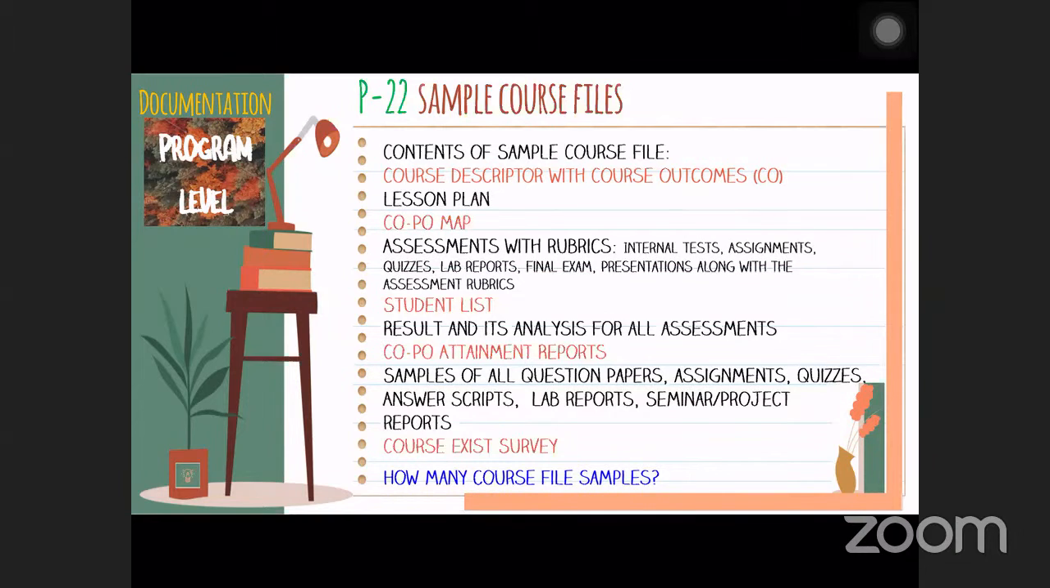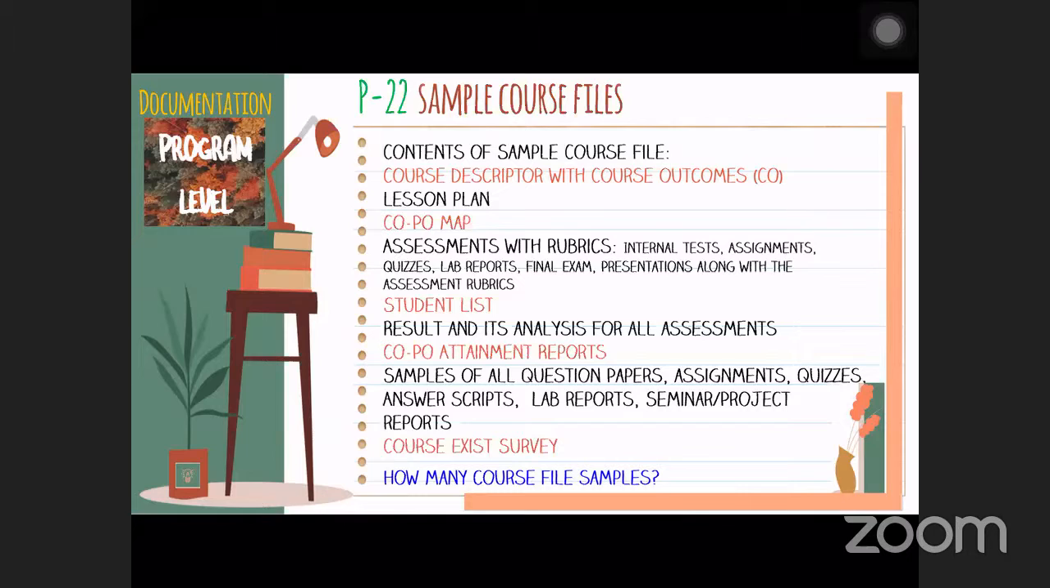Then there should be assessments, all the assessments along with their rubrics. Then there should be a student list available, the results of the students for all their assessments and its analysis should be there. Then a CO-PO attainment report should be there. Tomorrow you are going to go through a session where you will understand the CO and PO attainment in thorough detail. Then samples of all the question papers, assignments, whatever you prepare for the assessments, and whatever results the students come out with, the samples of everything have to be kept in this particular file.